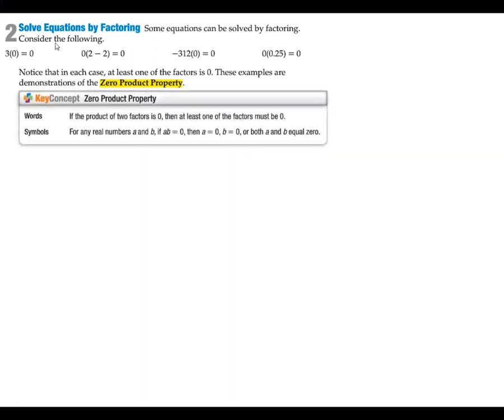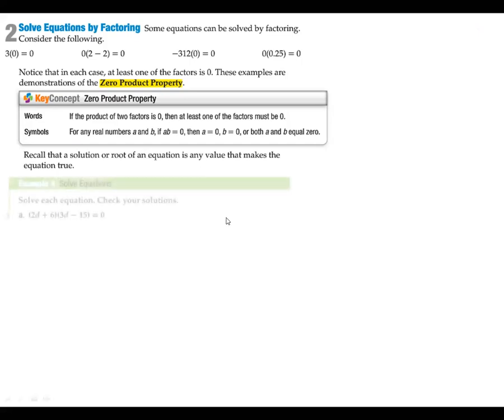Okay, now here you already knew one of the factors was 0. But when you're solving equations, if you have two quantities multiplied together and it's set equal to 0, you know that one or the other factor has to be equal to 0, and that's pretty much what the zero product property is. Remember that a solution or a root of an equation is any value that makes the equation true. So let's solve and check this equation.